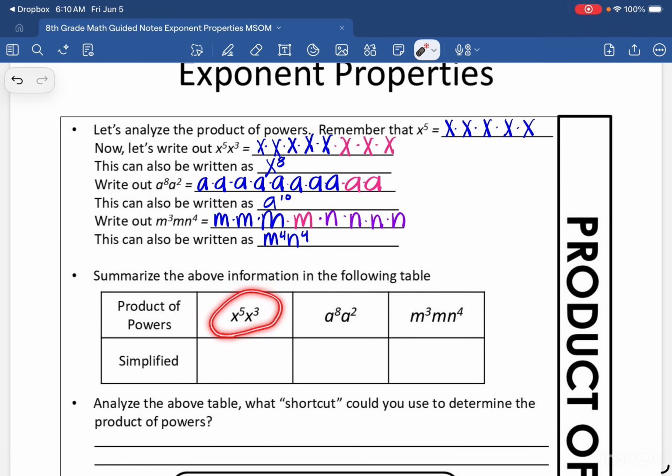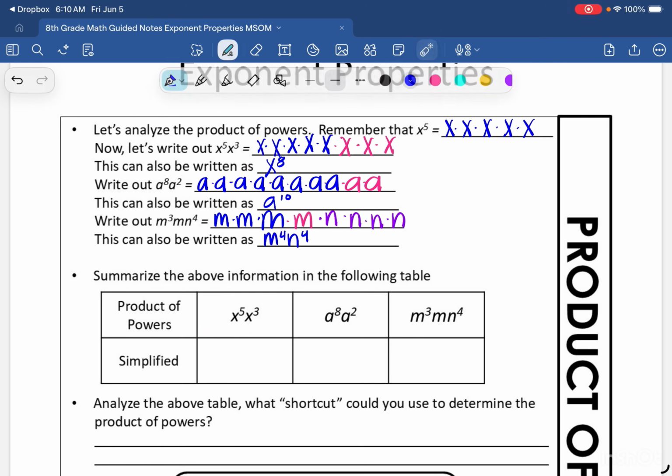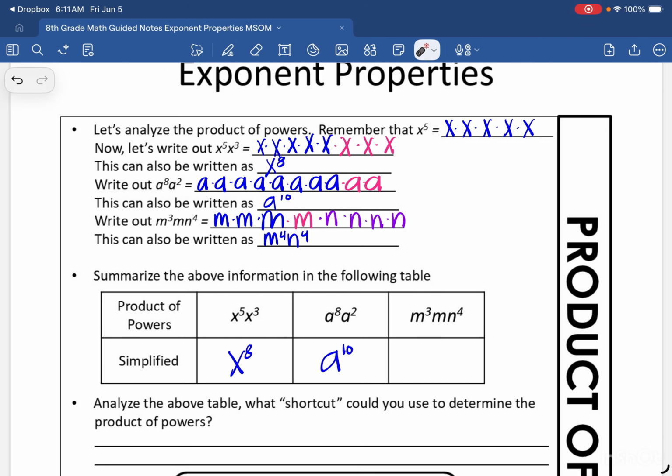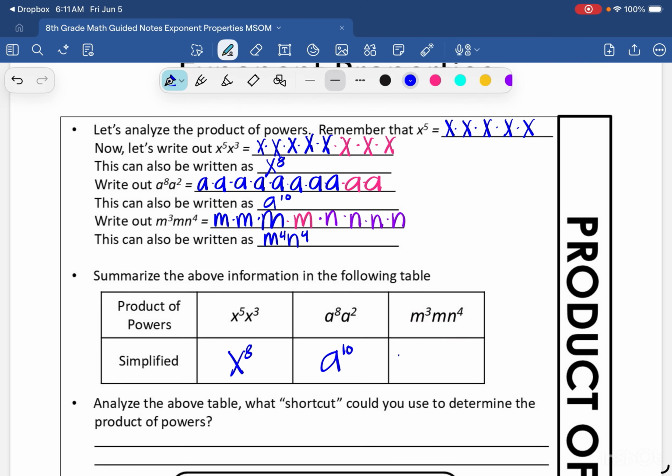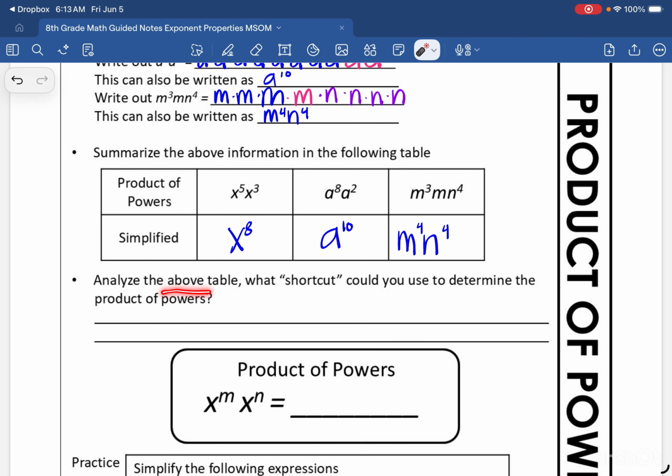Okay, so x to the fifth times x to the third was x to the eighth. A to the eighth times a to the second was a to the 10th. M to the third times m times n to the fourth was m to the fourth times n to the fourth. Analyze the above table. What shortcut could you use to determine the product of powers?